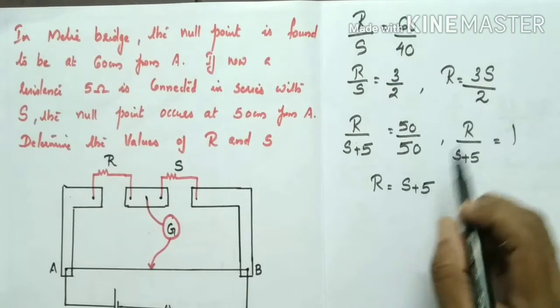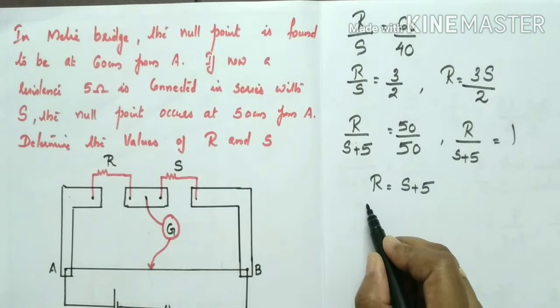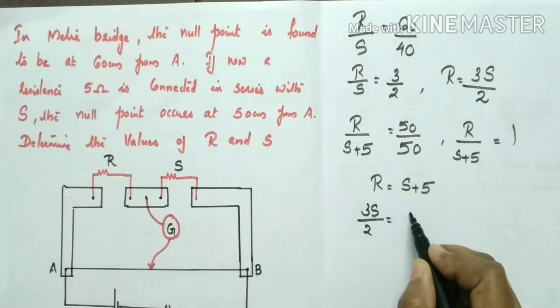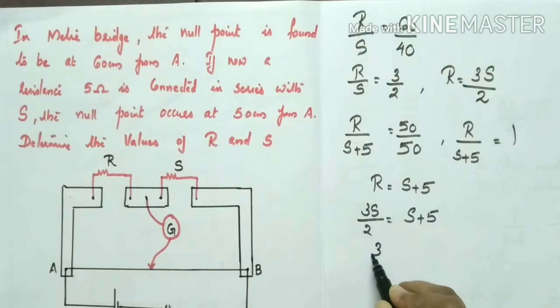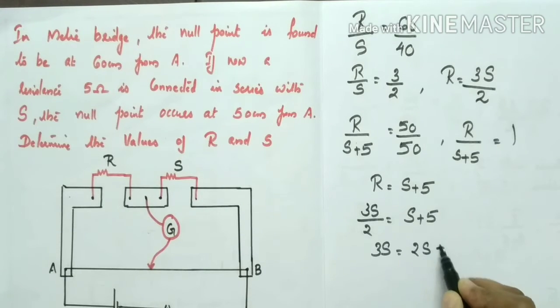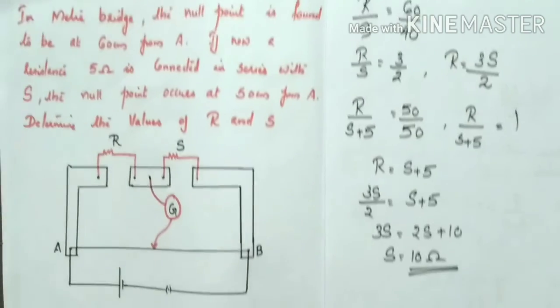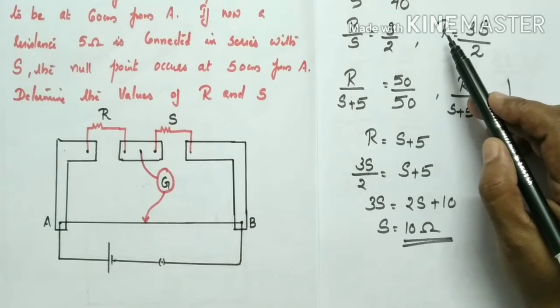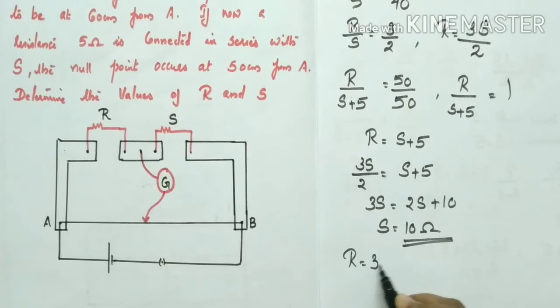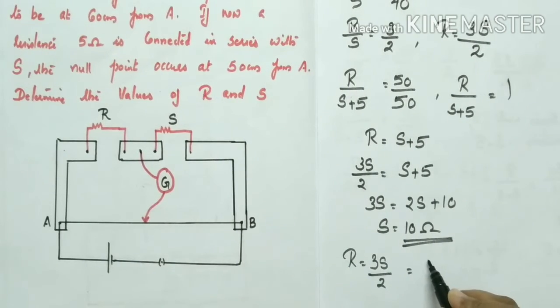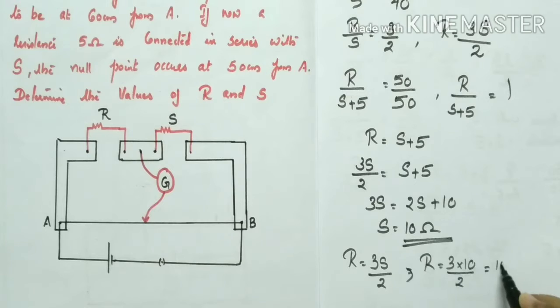Then substitute the value of R from this equation. So we can write 3S divided by 2 equal to S plus 5, or 3S is equal to 2S plus 10, isn't it? So S is equal to 10 ohm. So the value of the resistance S is equal to 10 ohm, and substituting in this equation we can obtain the value of R. So R equal to 3S by 2. Since S is equal to 10, R equal to 3 into 10 divided by 2, that is equal to 15 ohm. So these are the two resistances, 10 ohm and 15 ohm.